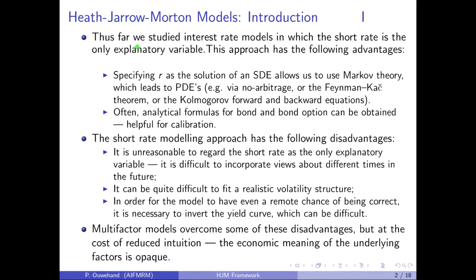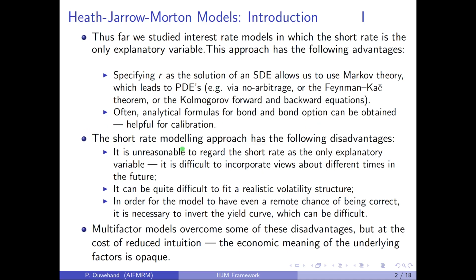Up to now, we have studied interest rate models in which the short rate is the only explanatory variable. This approach has the following distinct advantages. Firstly, if we specify the short rate R as the solution of an SDE, then this will allow us to use Markov theory, which leads to partial differential equations, for example via no arbitrage, or the Feynman-Kac theorem, or the so-called Kolmogorov forward and backward equations. In that case, we can often obtain analytical formulas for bond and bond option prices, and this is very helpful for calibration, as analytical formulas will allow one to calibrate a model much faster than otherwise.